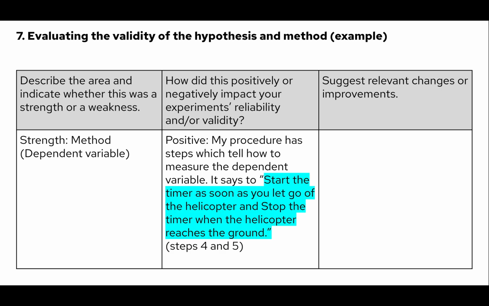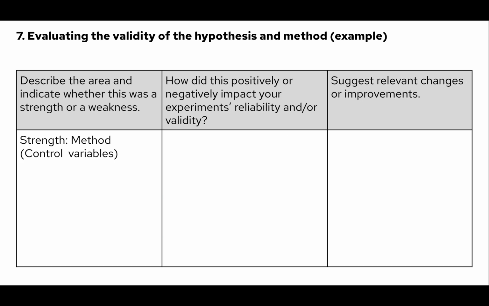Another strength was the dependent variable. It had a positive impact because my procedure had steps to tell how to measure the dependent variable. It says, start the timer as soon as you let go of the helicopter and stop the timer when the helicopter reaches the ground. And that can be found in steps 4 and 5. Again, no improvements needed since it was a positive impact.